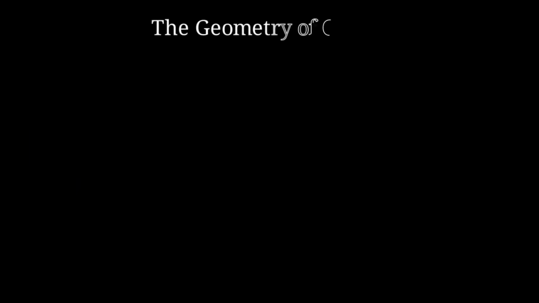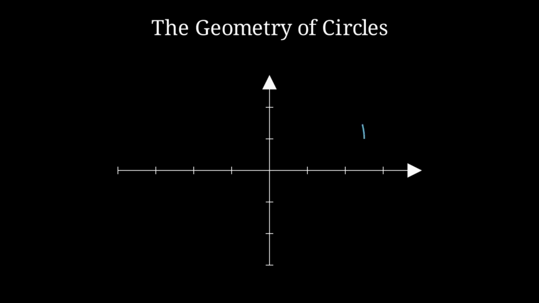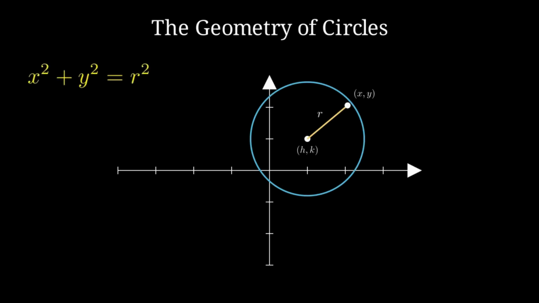In geometry, a circle is defined by its center and its radius. While the standard form of a circle equation makes these values obvious, we often encounter equations in a general form that require algebraic manipulation to understand visually.